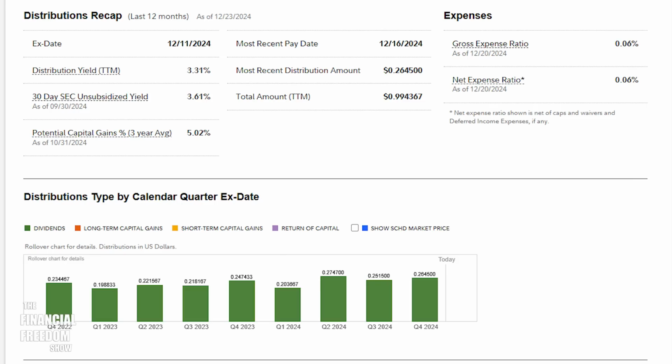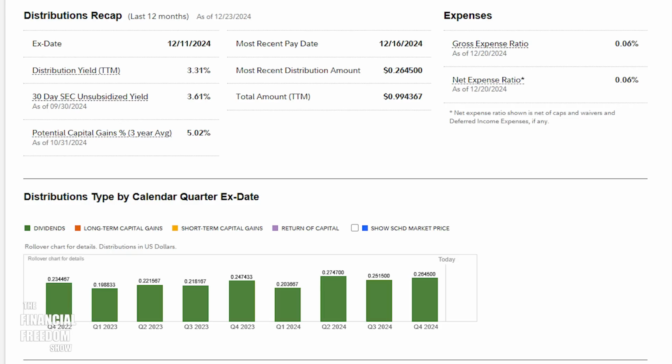What sets SCHD apart is its stringent screening process, which prioritizes quality and sustainability of dividends. The fund's methodology focuses on companies with a minimum of 10 consecutive years of dividend payments, strong cash flow to debt ratios, and high return on equity. This results in a portfolio of high-quality stocks with the financial resilience to weather market volatility.